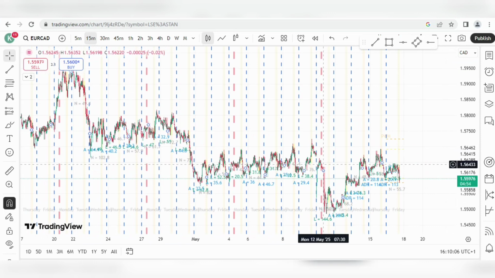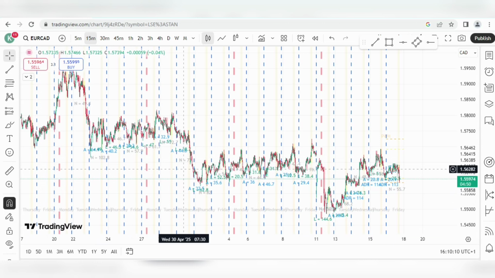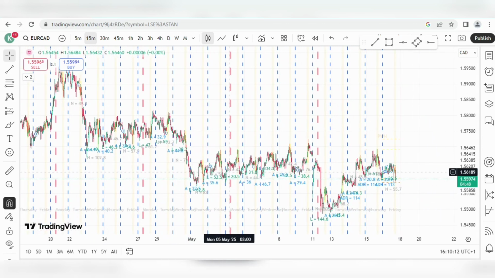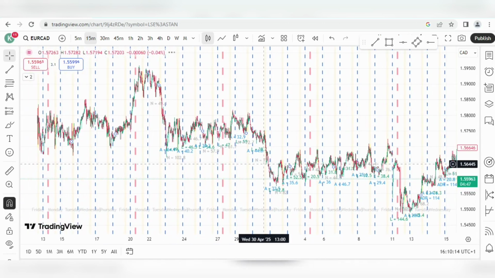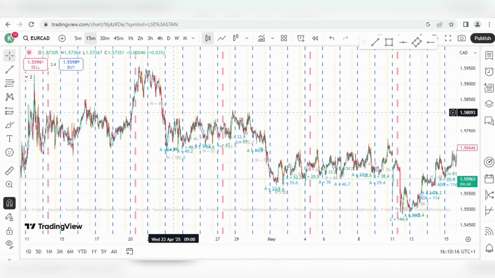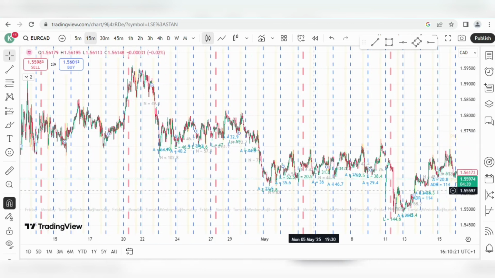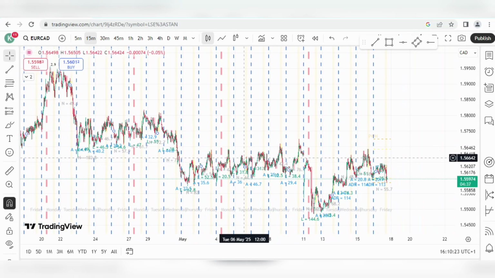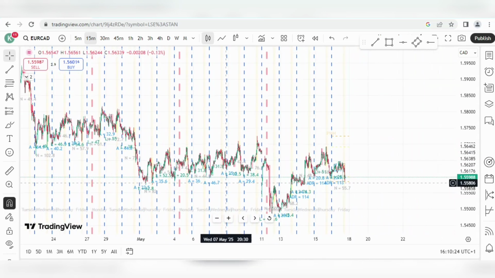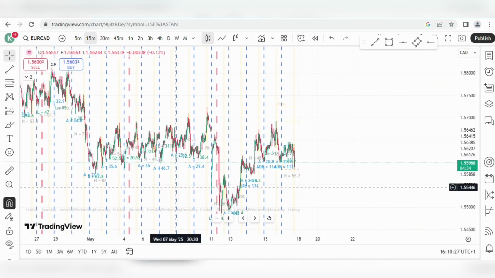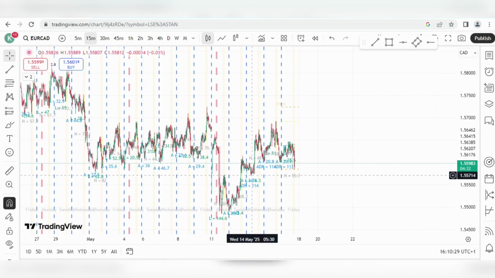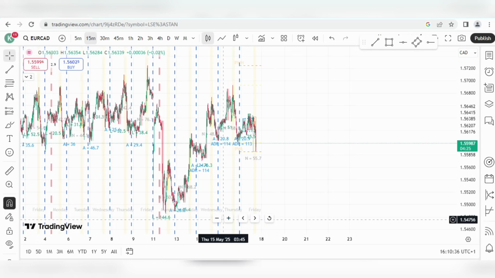So on Euro card, you can see we have been in a downtrend. We're making new lows here, making new weekly lows. So on this Monday, this week Monday, we're still in a downtrend. So on Monday was a breakout day.